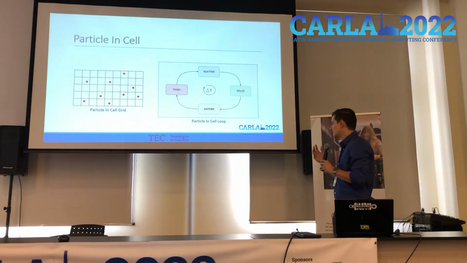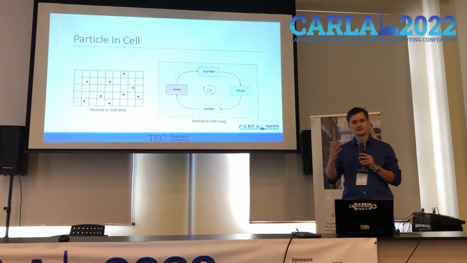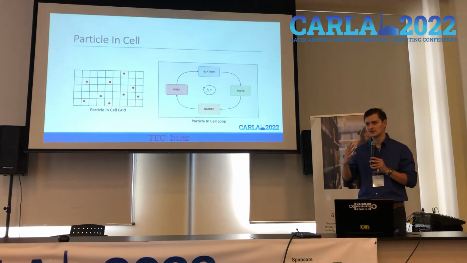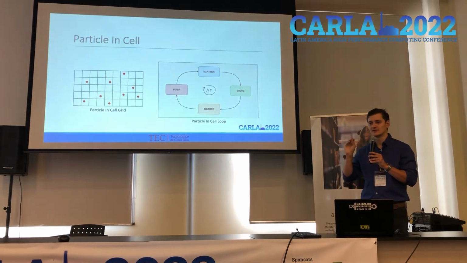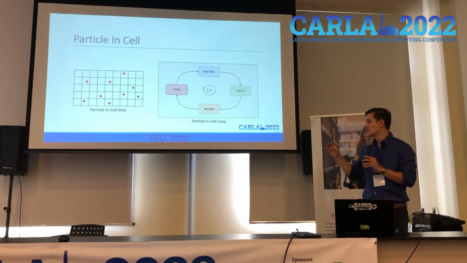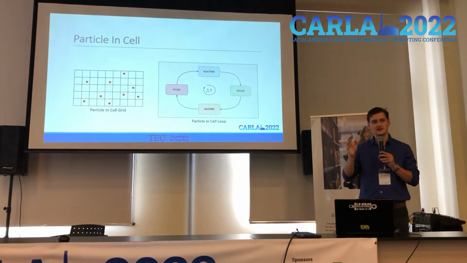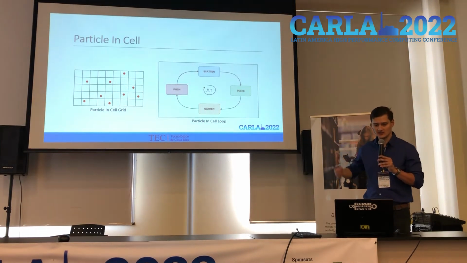In the gather operation, all these new values of electromagnetic fields are projected back onto the particle, and this projection creates an effect on the particle, which gets a movement and a new position with a new velocity. Then you go back to the scatter operation, and that's what the particle in cell loop is about.